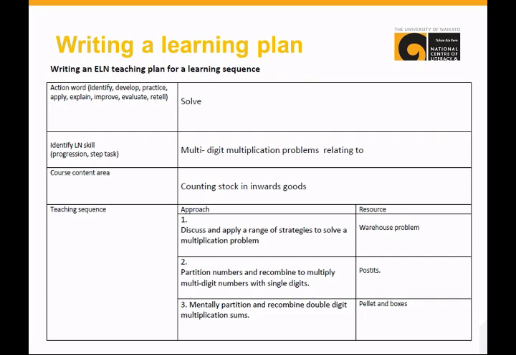We have 3 strategies that we're going to use to get them there. We're going to discuss and apply a range of strategies to solve a multiplication problem. And then after this, and this might take a few weeks for that first one, the second one, partition numbers and recombine to multiply multi-digit numbers with single digits. The post-it activity again. And mentally partition and recombine double-digit multiplication sums. And this is using actual pallets and boxes, and trying to model the actual environment and tasks as close as possible. In the workshop, we went through the exact example and we looked at how this worked.